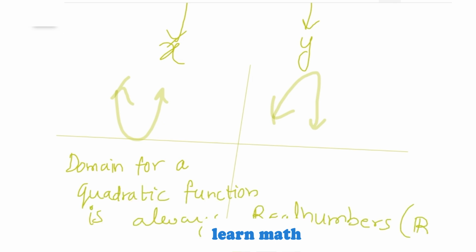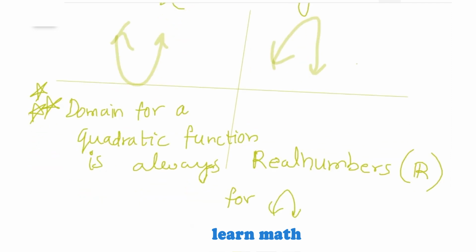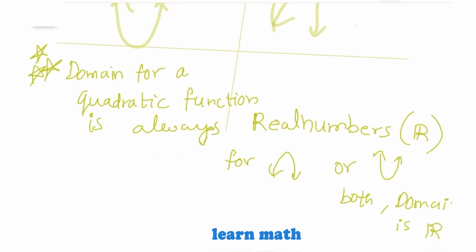This is an important point. It doesn't matter if it is upward or downward. The possible values of x are real numbers. This is valid for quadratic functions, and for cubic functions it is also valid. For now we are focusing on quadratic functions. Try to remember this point. So the domain for a quadratic function is real numbers, whether the graph opens this way or that way. I hope this is clear. So the domain concept is clear.